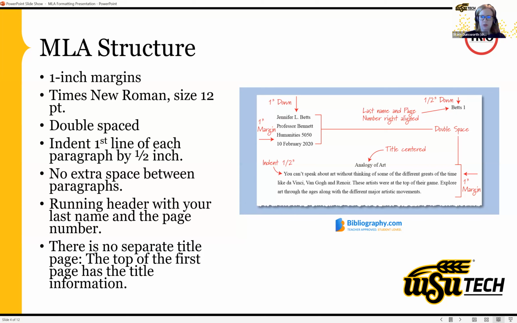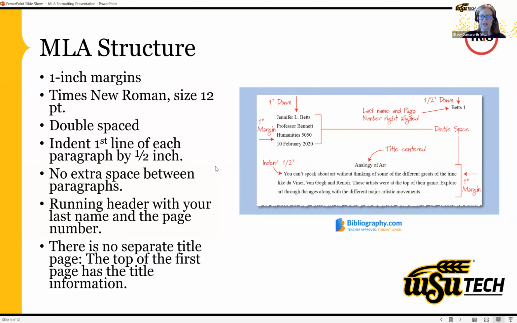MLA papers are always double spaced. You always indent the first line of each paragraph by a 1/2 inch. We do need to make sure that we don't put any extra spaces between our paragraphs. In APA, if you've seen that, there's a separate title page, but in MLA, it's a little bit different, and all of the title information is listed on the first page. There's no separate title page for that. And in the top right-hand corner of each page, it will have your name and the page number. Okay. And we're going to walk through setting all this up here in just a little bit.